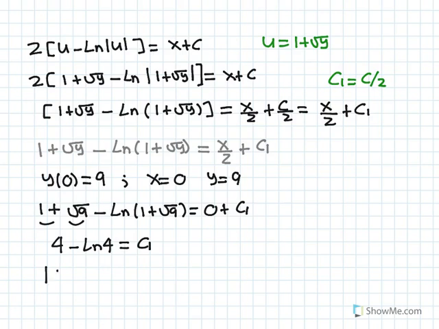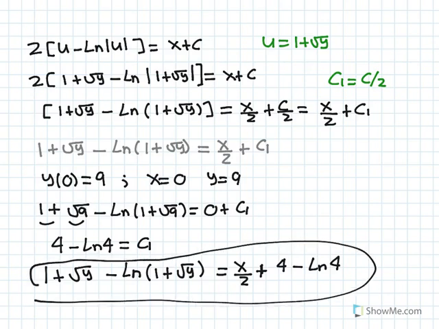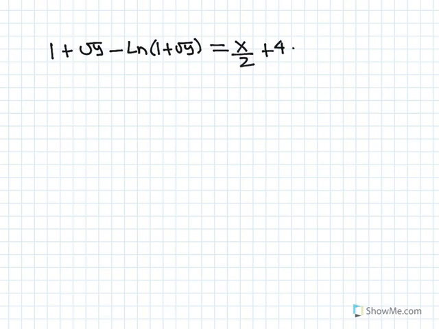So the solution is 1 plus root y minus log of 1 plus root y is equal to x over 2 plus c1, which is 4 minus log 4. This is the implicit solution for the differential equation. So what we have is 1 plus root y minus log of 1 plus root y is equal to x over 2 plus 4 minus log 4.